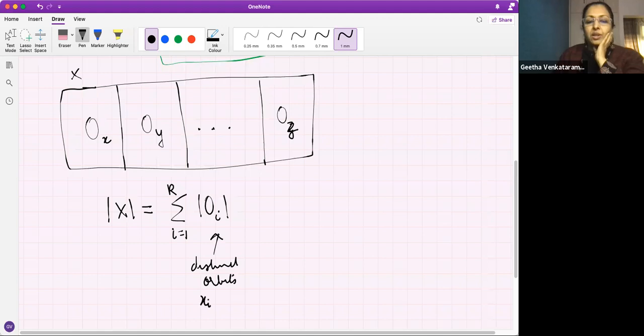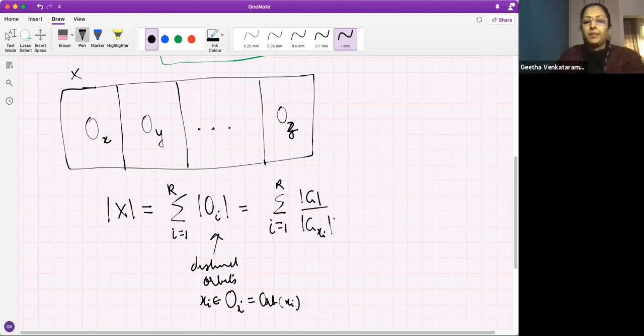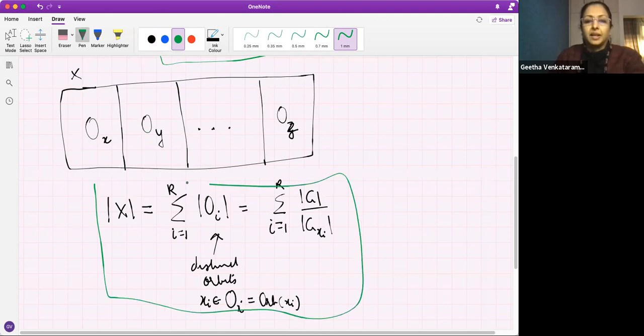And I choose Xi as the representative in OI. Or rather, you're thinking of OI as nothing but the orbit of Xi. Then this just turns out to be the summation i equal to 1 to k, order of G upon order of G_Xi. So these were some of the few things that we covered in the last lecture.